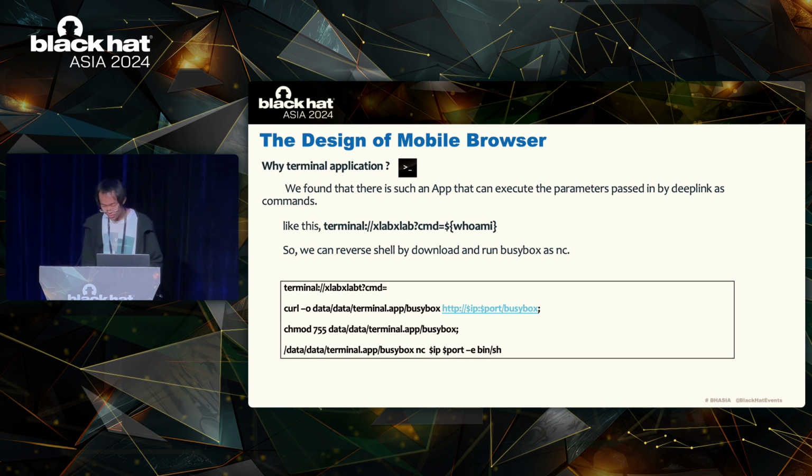We found that there is such an app that can execute the parameter passed by deep link as a command, like this. We get a reverse shell by downloading and running BusyBox as netcat, by starting the terminal with this deep link.